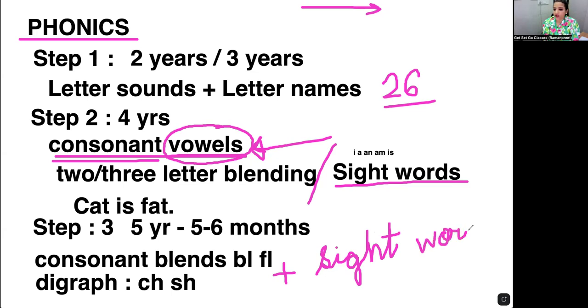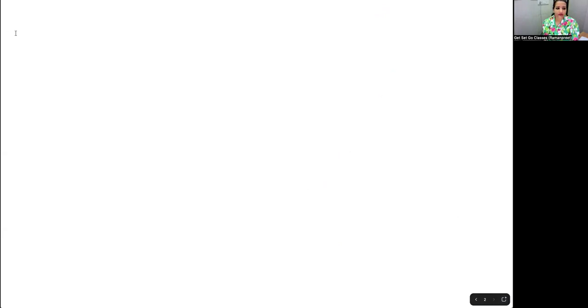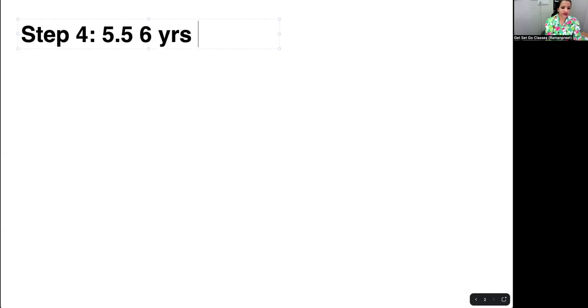Reading side by side will continue. Comprehensions will continue. Sentence writing will continue. Verbal sentences will continue. Okay. So this all is done in step 3 of phonics. Then, if we go and check what is step number 4, step 4 can be done either with a 5.5 year old or you can say 6 years onwards.